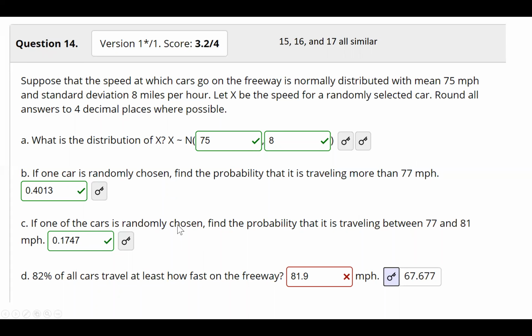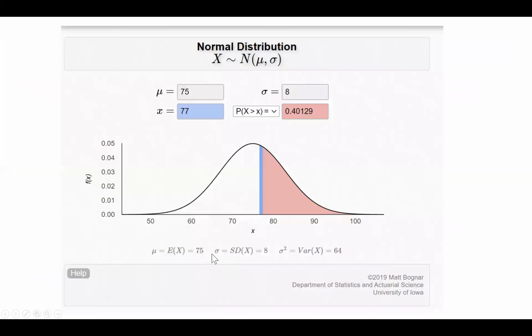If one of the cars is randomly chosen, find the probability that it is traveling between 77 and 81. Okay, so this one, I want this one still. I want this guy here. But then I want to chop off anything that's above 81. So I want in between 77 and 81. There you go. That's what I want to do. Okay, so let's jump to it.